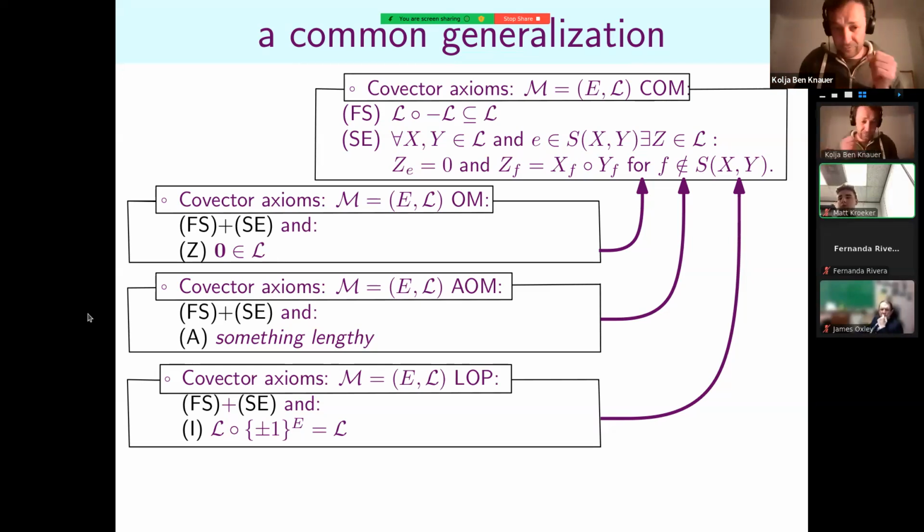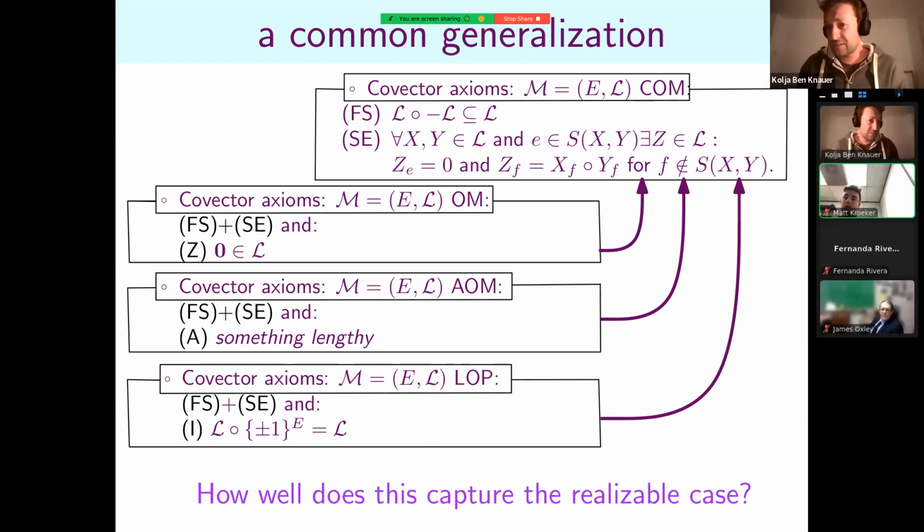And then you have exactly oriented matrices. Affine oriented matrices have a kind of lengthy additional axiom here, which I didn't want to put because it takes a long time to explain. And you have also lopsided sets, which have an easier further axiom. So it's a common generalization of all these abstract objects. And the question is, how well does this axiom system actually capture the realizable case? So how far can I get away from being realizable? Let's see this.